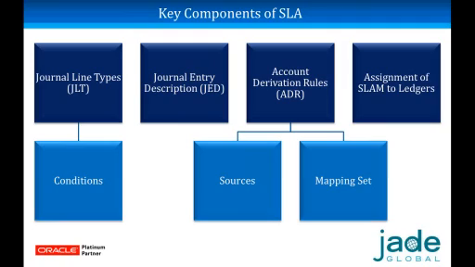The next one is the account derivation rule. It defines the source or the mapping set and how you would want to derive accounting for each segment of the accounting flex field. The last is a specific task or setup that completes the whole configuration, which is the assignment of Subledger Accounting Method to the ledgers, which is the screenshot that I showed you earlier.